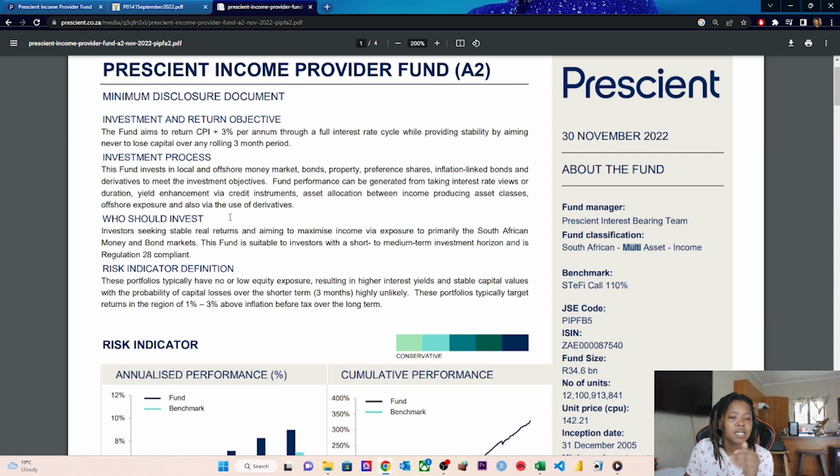Who should invest? Investors seeking stable real returns and aiming to maximize income via exposure to primarily the South African money market and bond markets. The fund is suitable to investors with a short to medium term investment horizon and is Reg 28 compliant. So this is very important, the time frame, right?